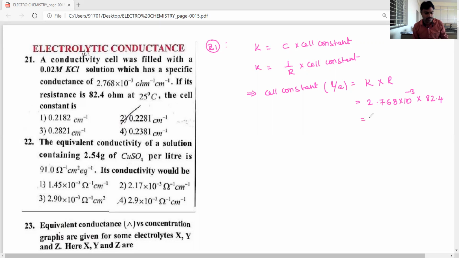82.4 they gave. On simplification we'll get 0.2281 centimeter inverse. Okay. See, in this question they give the specific conductance K value and the resistance R value. They are asking what is the cell constant of the cell when it is filled with 0.02 molar KCl, potassium chloride solution. Don't worry about that concentration. We need to find the cell constant. The formula is K is equal to 1 by R into cell constant, then cell constant is equal to K into R.